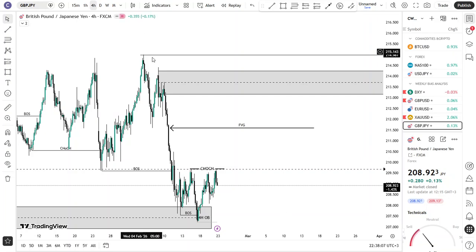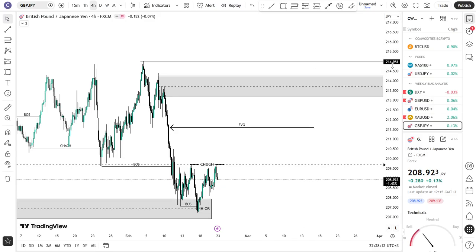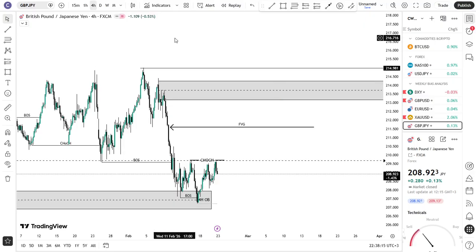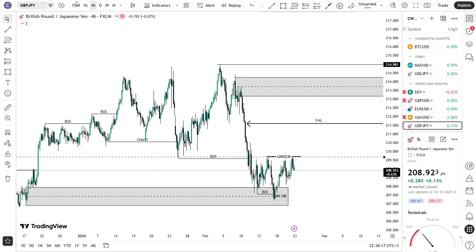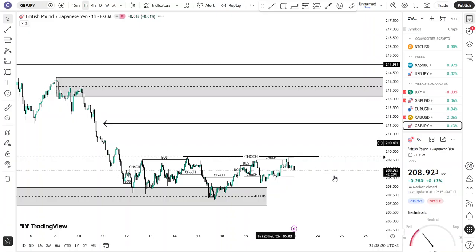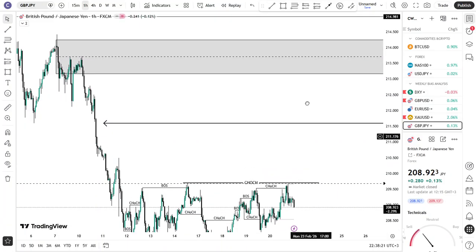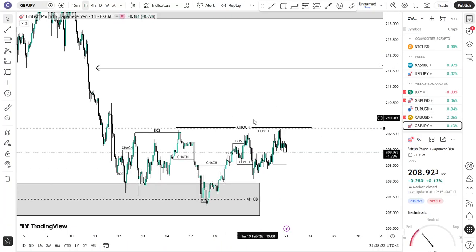But if it invalidates this zone, then we can just continue looking for buys. Okay guys, so on the 1 hour, I'm still waiting for the same. I'm just waiting for the market to create this change of character. All these small changes of character are just internal, and you can see we are in a consolidation zone around here.